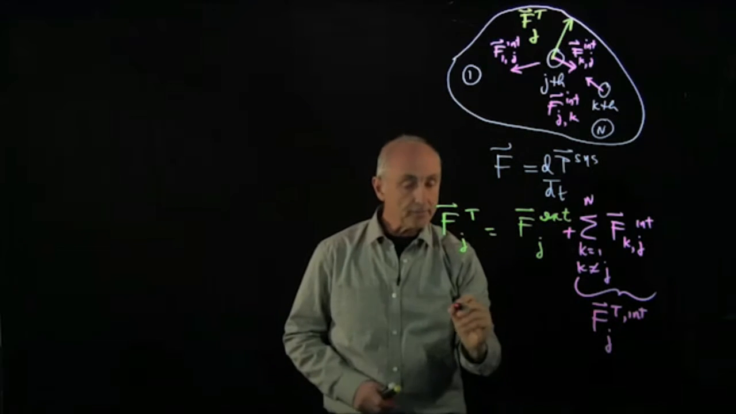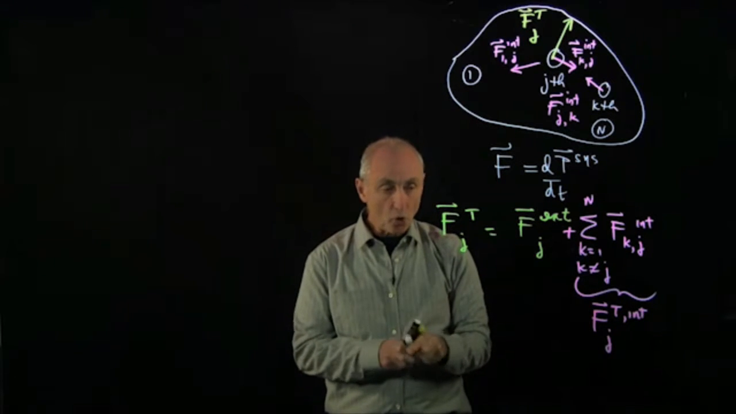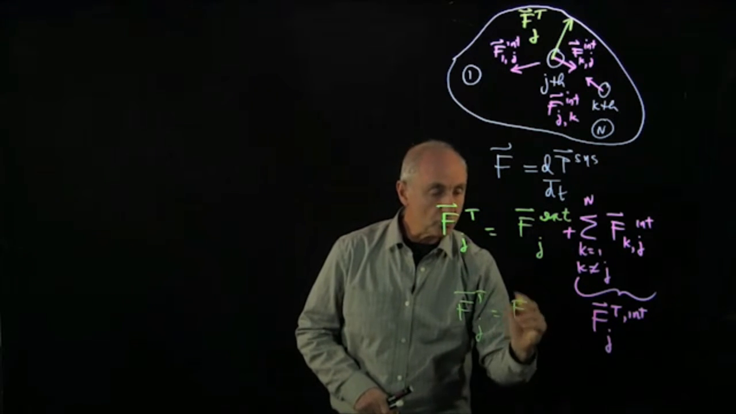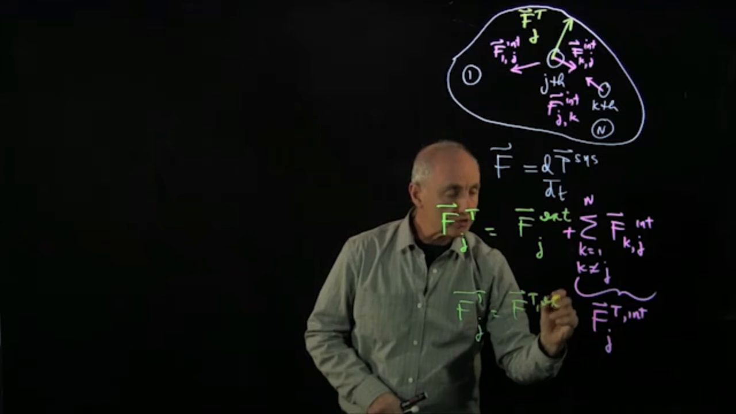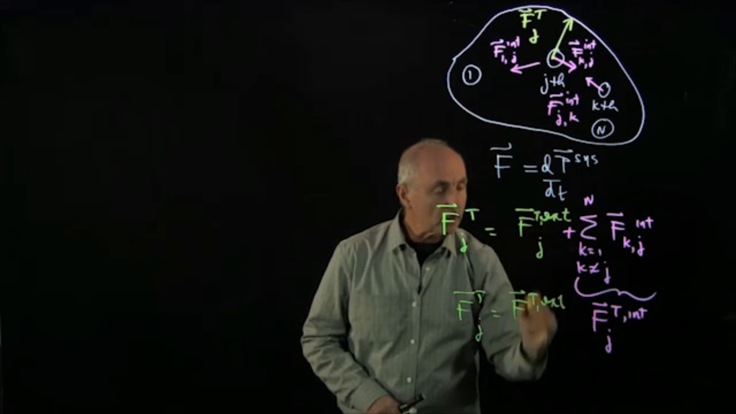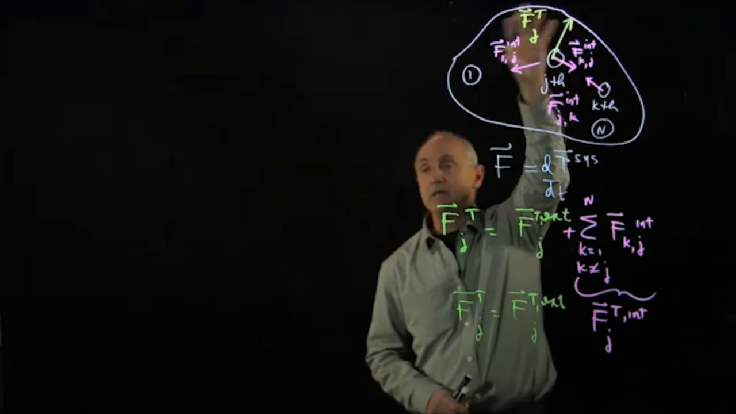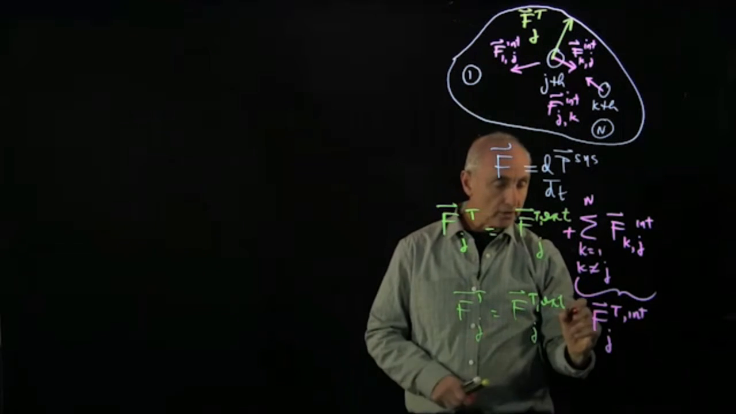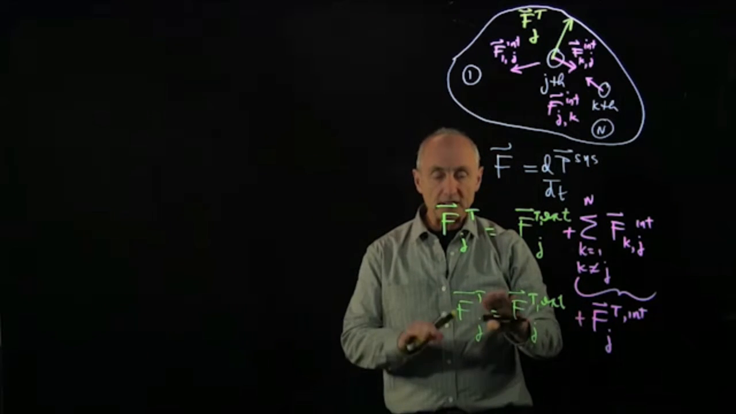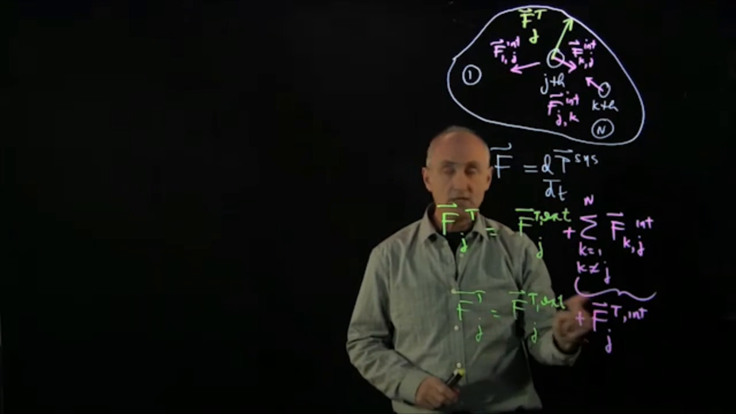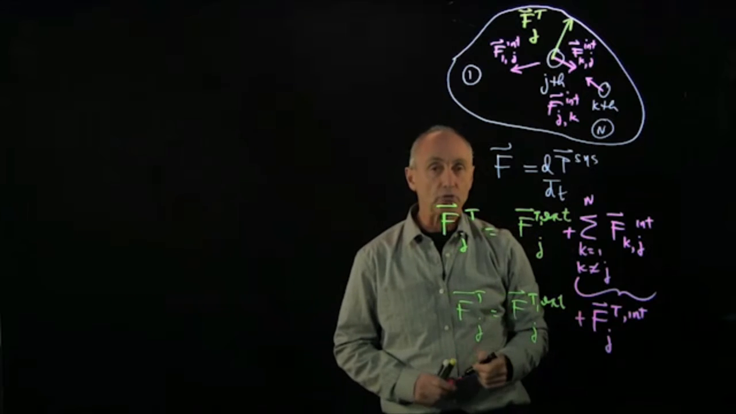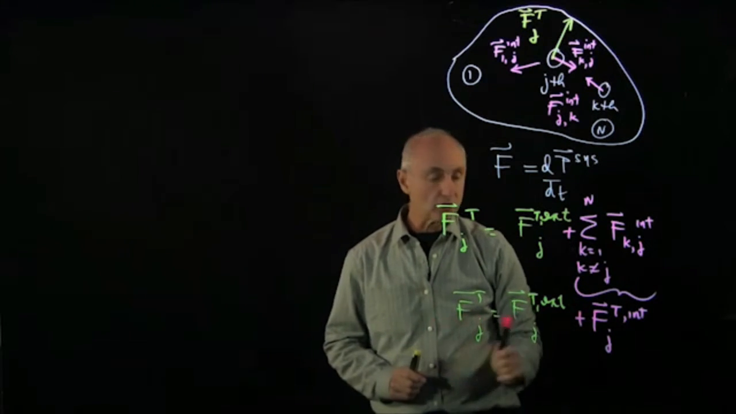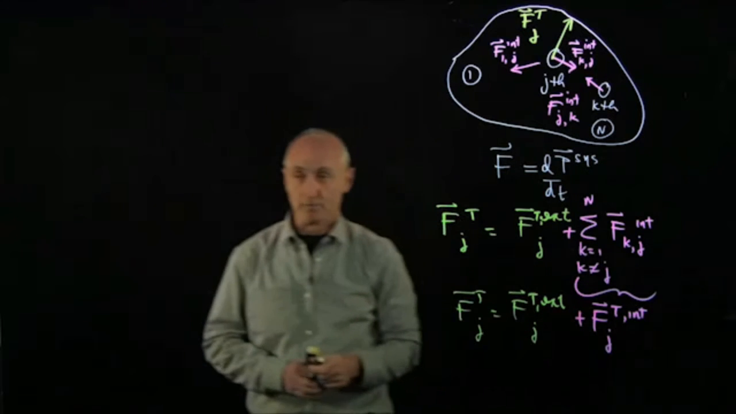So in summary, we see that the total force on the jth particle is equal to the total external forces. I'm assuming there could be many different types of external forces, plus the total internal force. A little bit later on, we can drop the t's for simplicity of notation. But this is our big idea, that a force on the jth particle is external plus internal.